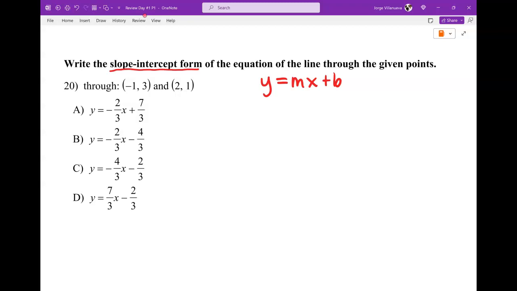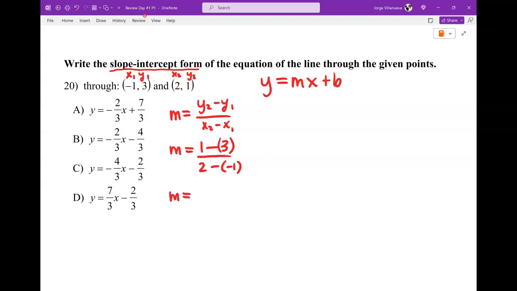So remember, if you're given 2 points, you can always find slope. So I'm going to call this x1, y1, x2, y2. So doing my equation, y2 minus y1 over x2 minus x1, my slope would be 1 minus 3 over 2 minus negative 1. Usually I put the second number in parentheses too, just to make sure I don't mess up. So 1 minus 3, that's going to be a negative 2. And a 2 plus 1 is a 3.